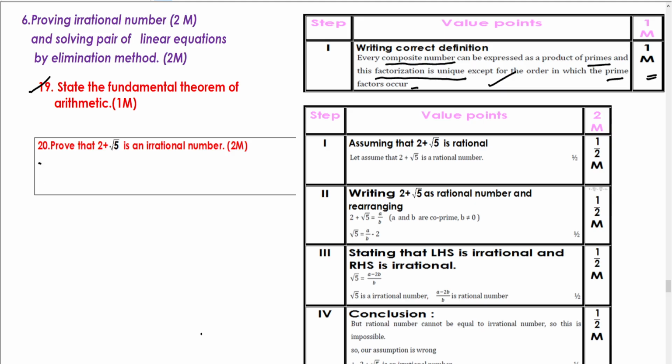Okay, let us move on to the 20th problem. Most commonly asked question, definitely, even in the preparatory also. In both the preparatories you have got problems based on this type. Prove that 2 plus root 5 is irrational. Okay, let us start now.